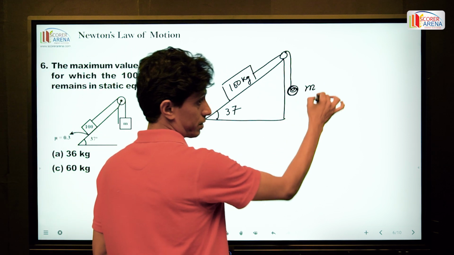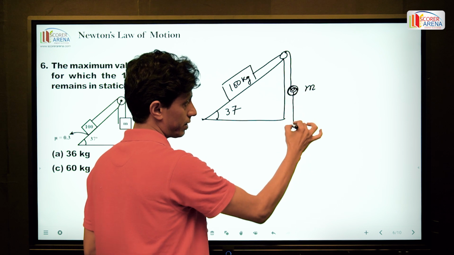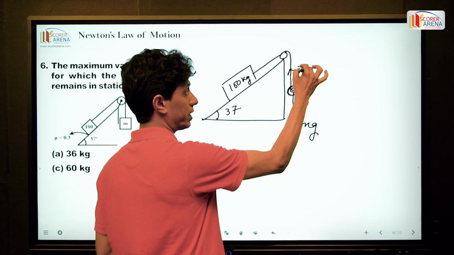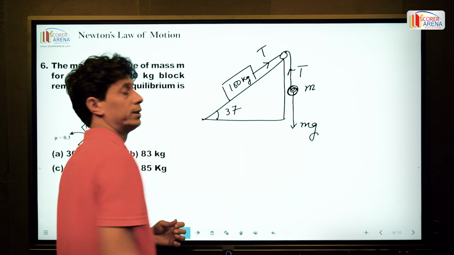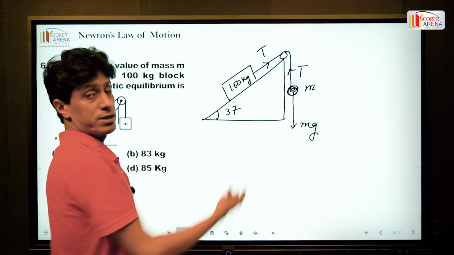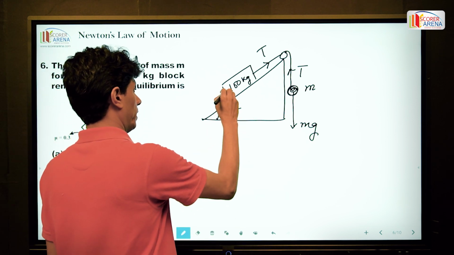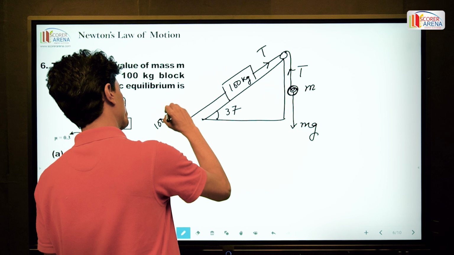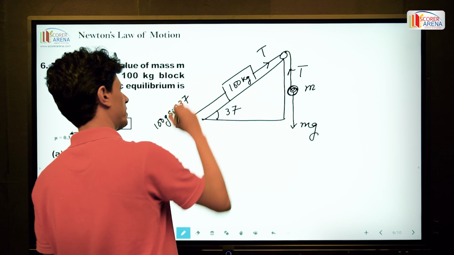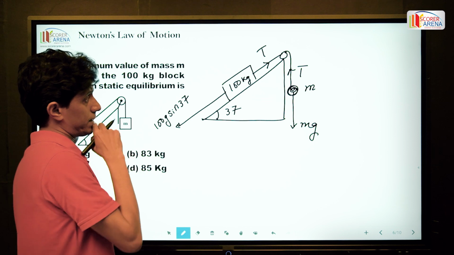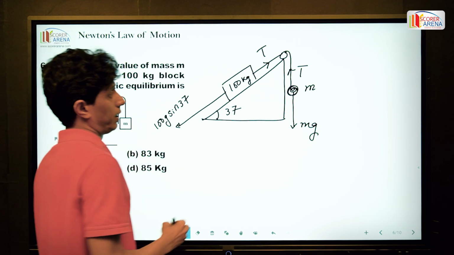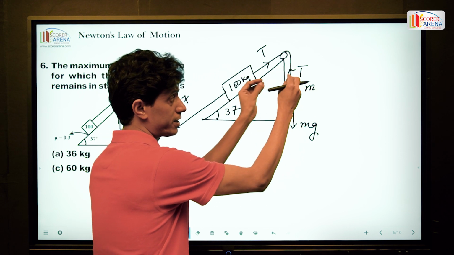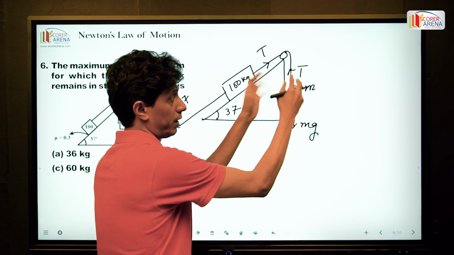Let us say the mass of this body is m, and the weight or gravitational pull is mg, and tension T acts from each body. Same string, same tension. Here 100 g sine 37 is the component of the gravitational force. Since the question asks what is the maximum mass, let us say this mass is m.